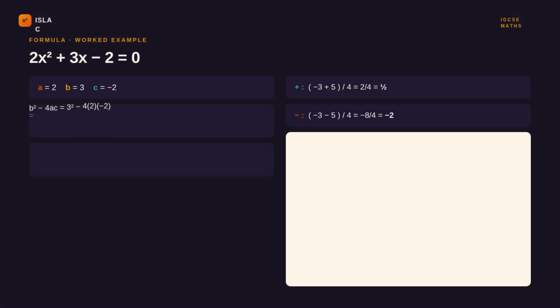Let's use the formula on 2x squared plus 3x minus 2 equals 0. So a is 2, b is 3, c is minus 2. First the part under the root. 3 squared is 9, minus 4 times 2 times minus 2 is plus 16, giving 25. The square root of 25 is 5. So x equals minus 3 plus or minus 5 over 4. Plus gives 2 over 4, which is a half. Minus gives minus 8 over 4, which is minus 2. So x is a half or minus 2.